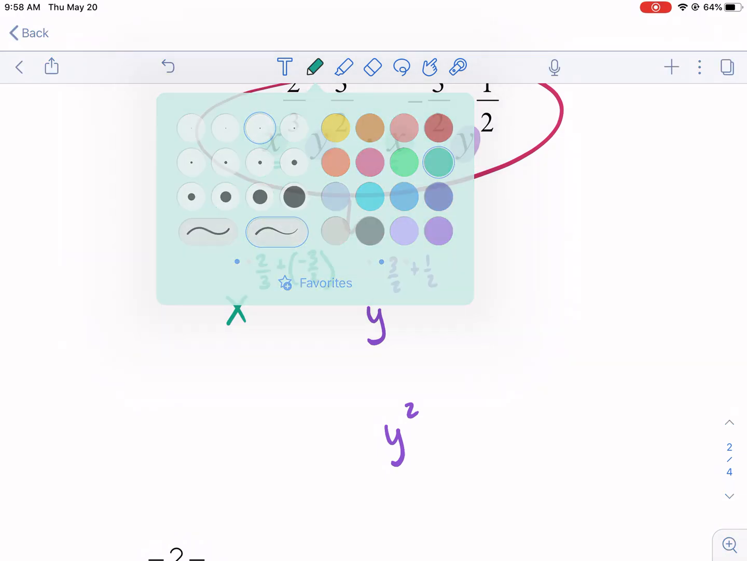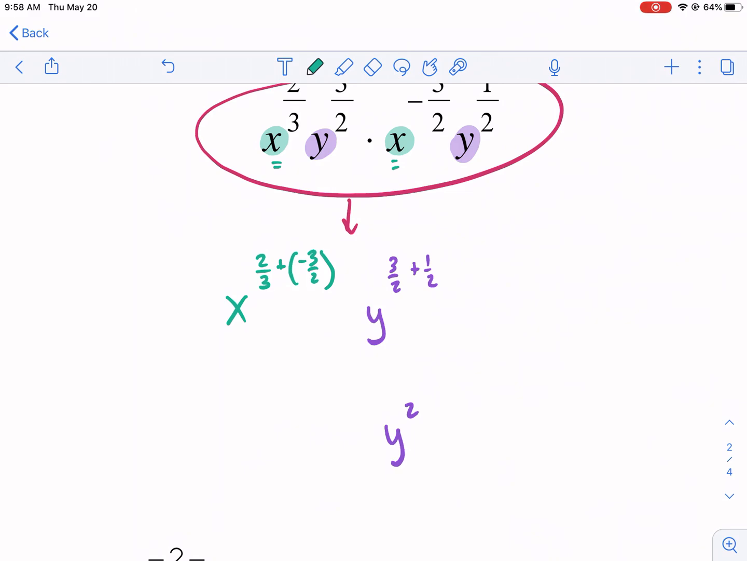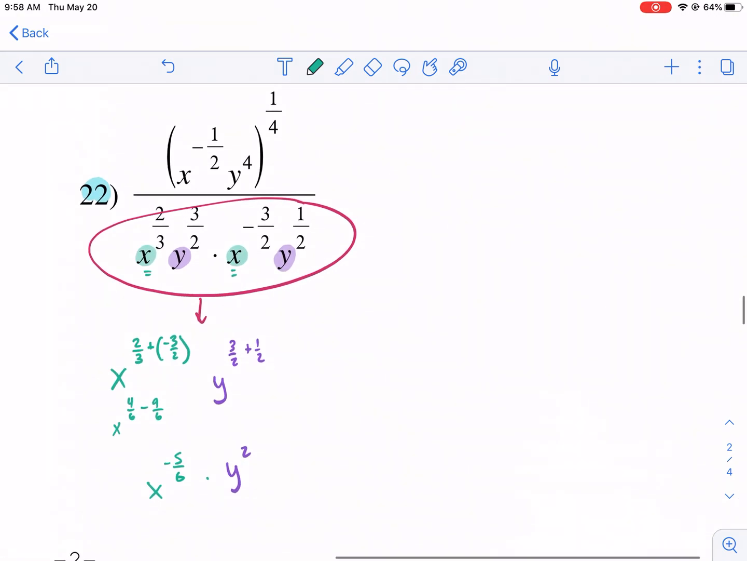This guy in green, the x's, I need to find a common denominator. So this is going to change to x to the common denominator 6. So that's 4 over 6. Plus and minus, the same thing as minus. Minus, I multiply that by 3, so that's 9 over 6. That's going to be x to the negative 5 over 6 times y to the 2nd, okay? So I have my denominator. I'm going to write it in pink. X to the negative 5 over 6, y to the 2nd.